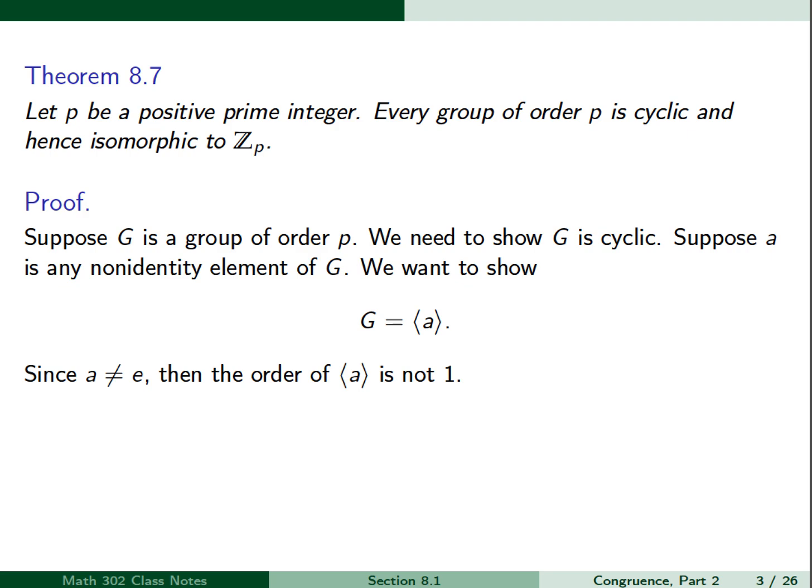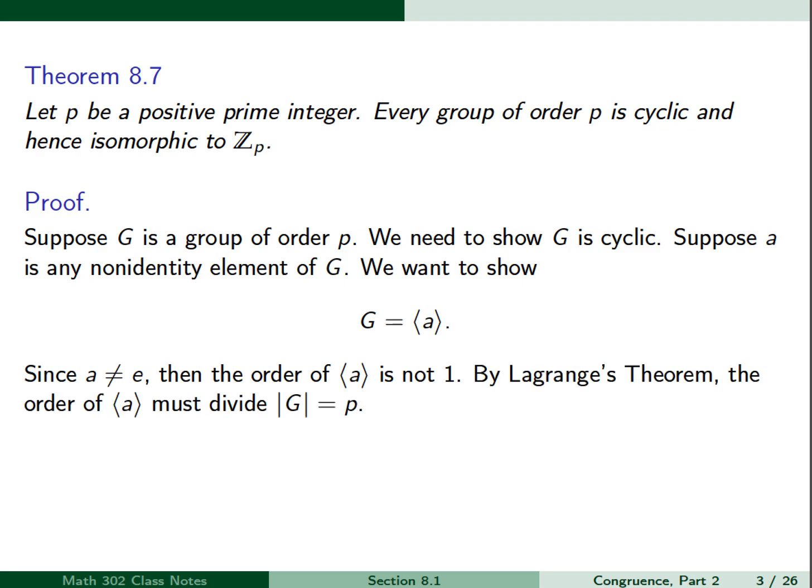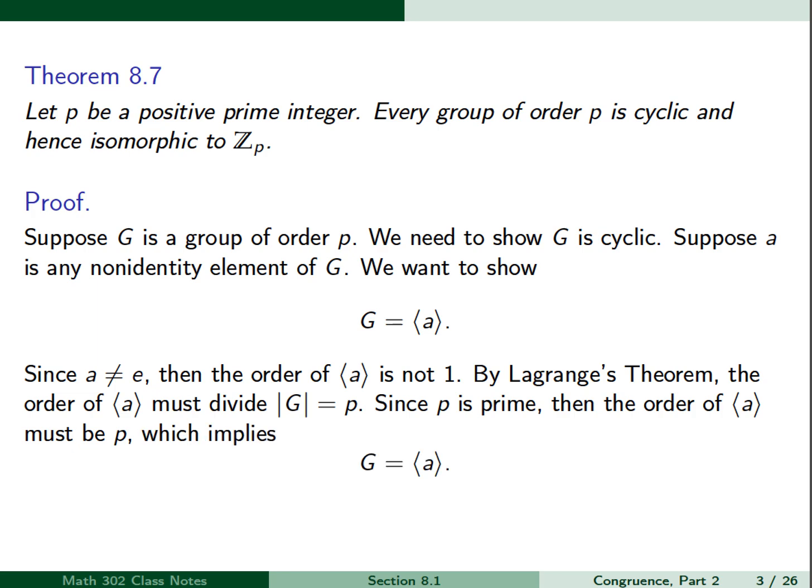Now, since a is not equal to the identity, the order of the cyclic group generated by a is not 1. By Lagrange's theorem, the order of this subgroup must divide the order of G, which is p. Since p is a prime, the order of the cyclic subgroup must be p, which implies that G is equal to that cyclic subgroup generated by a. Therefore, G is cyclic, and by Theorem 7.19, G is isomorphic to Z sub p.